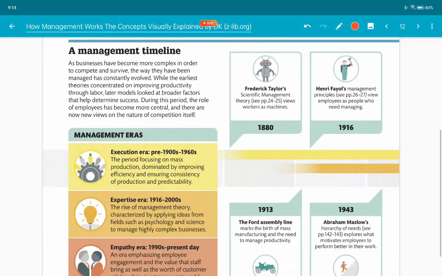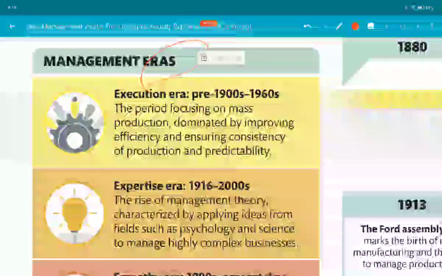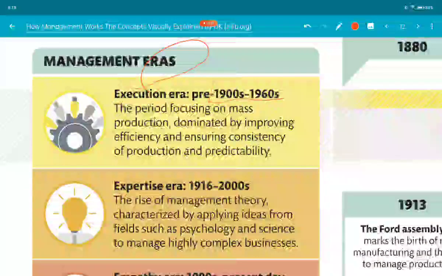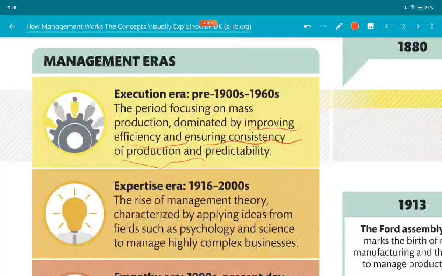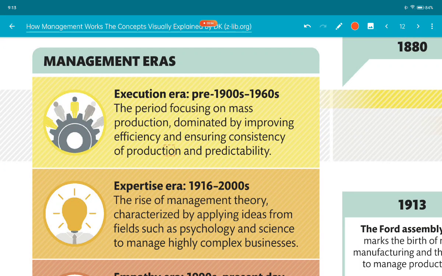Now, let's talk about these management eras. The execution era was from pre-1900s to 1960s. This period focused on mass production, like Henry Ford's assembly line, factories and workers, this kind of stuff. It was dominated by improving efficiency and ensuring consistency of production and predictability.